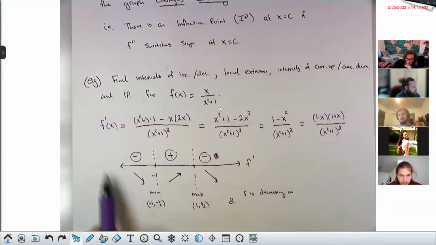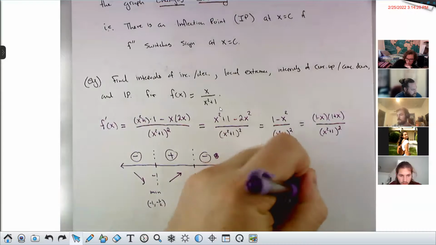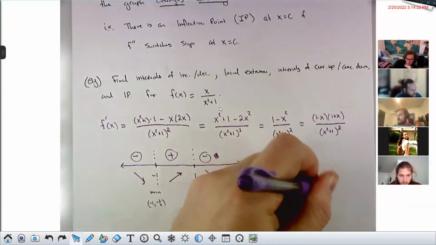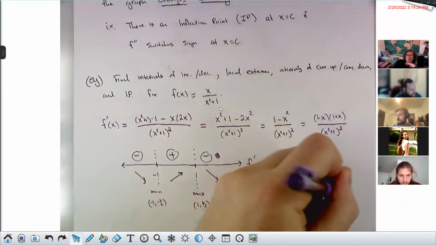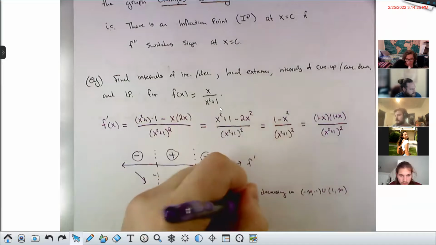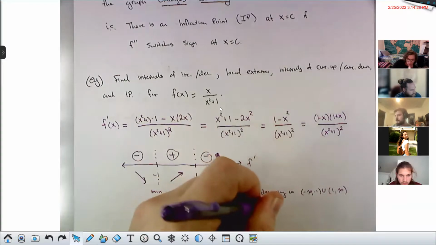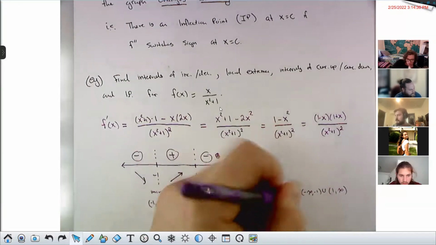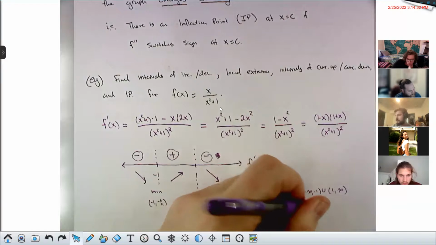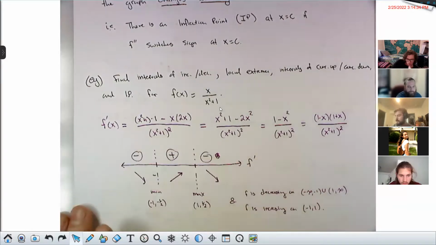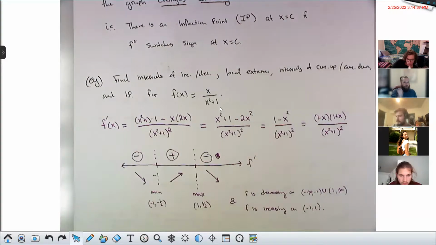F is decreasing from negative infinity to negative 1, unioned with positive 1 to infinity. F is increasing on the open interval from negative 1 to 1. Look at that, we knocked out the first two parts of this problem in just like 2 minutes. Dope.